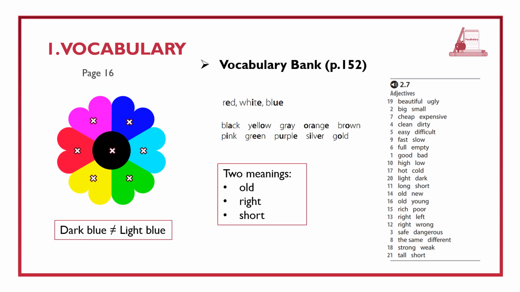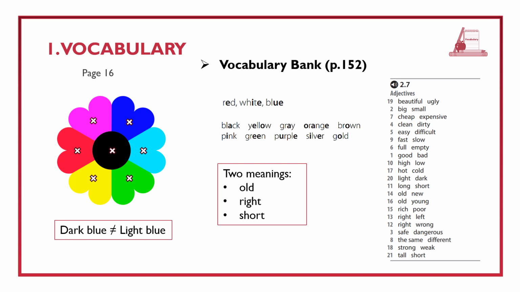Three of these adjectives have two meanings: old, right, and short. So let's look into their meanings. Let's start with old first. We can use old to describe people, for example, an old lady. So that means someone who is normally over 60 years old. We call them old. Or you can say an old object, for example, an old book. Then that means a book that was written many, many years ago.